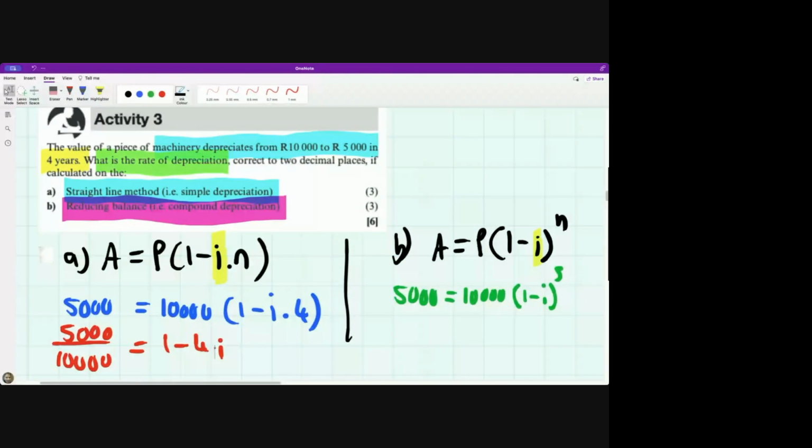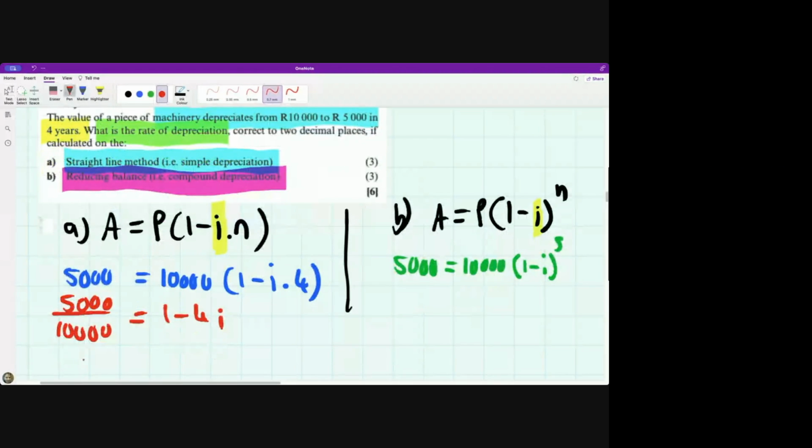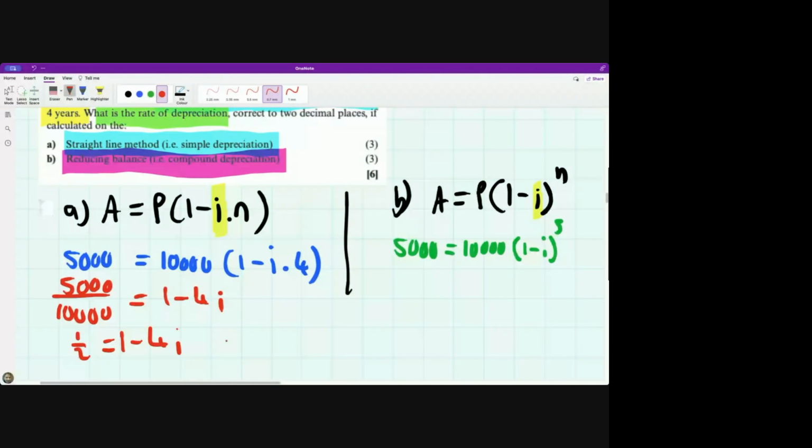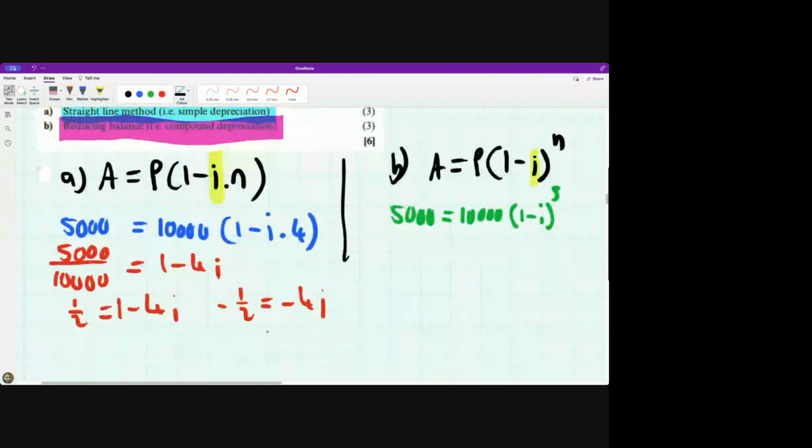So, what we have here is a half equals 1 minus 4i. Then it's going to be minus a half equals minus 4i. And then basically we're going to get I is equal to, did we get 0.125? Thank you, Tandiwe. I appreciate that. Which is the same as saying 12.5% per annum.